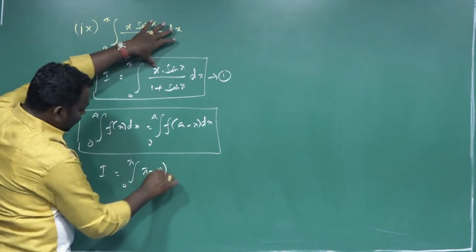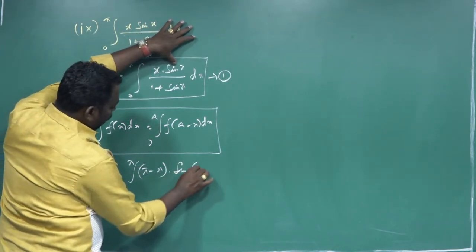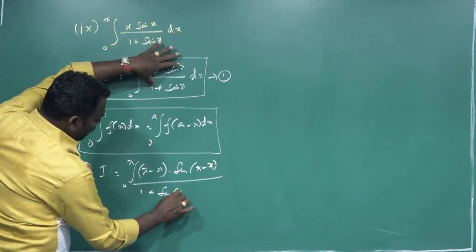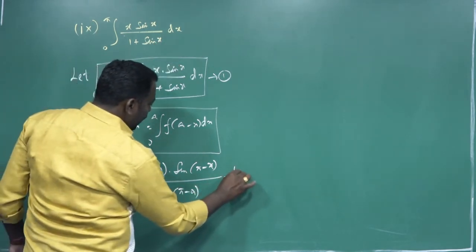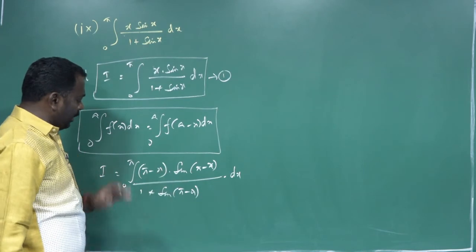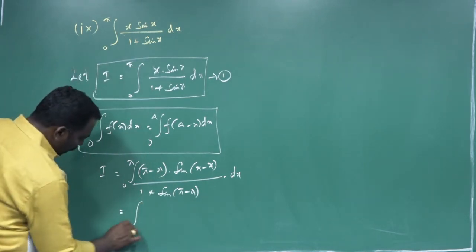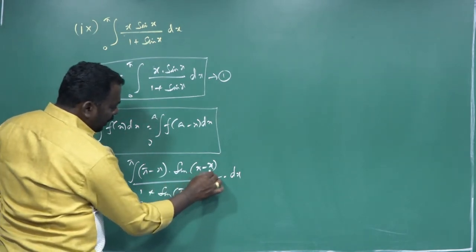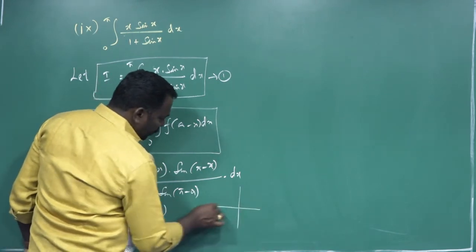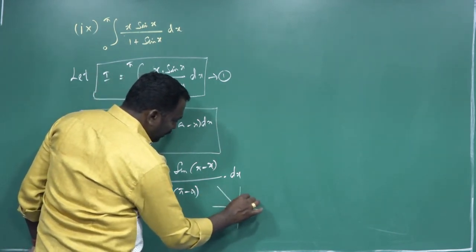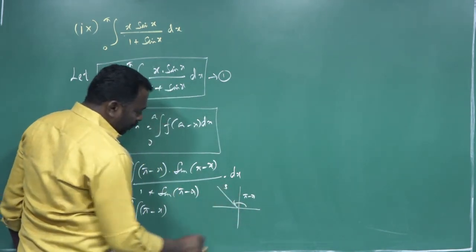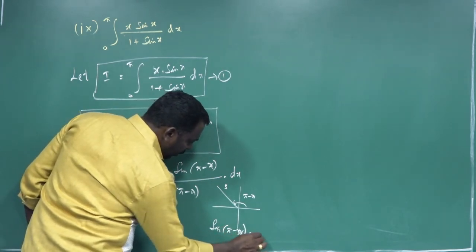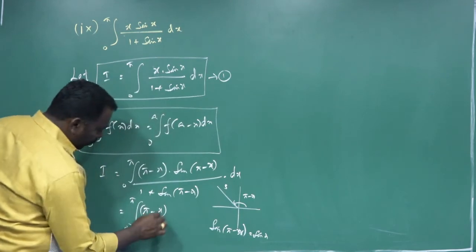Therefore, pi minus x into sin of pi minus x, by 1 plus sin of pi minus x, into dx. Just replace a minus x. What is the next line? It is equal to integral 0 to pi, and sin of pi minus x. Which quadrant does it lie in? It is the second quadrant, pi minus x, and the sin value is positive. Therefore sin of pi minus x is equal to sin x, by the formula.